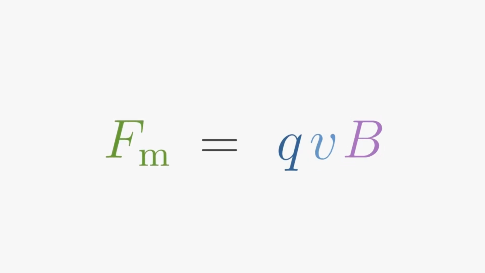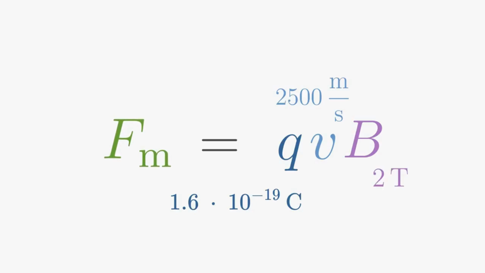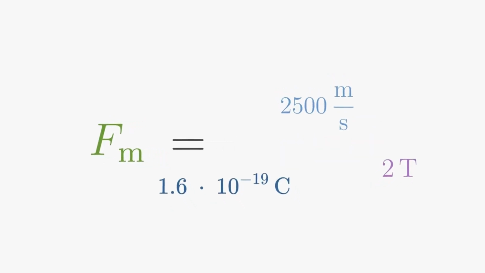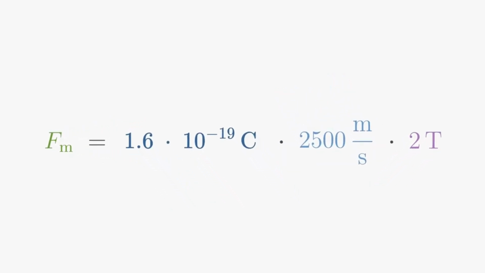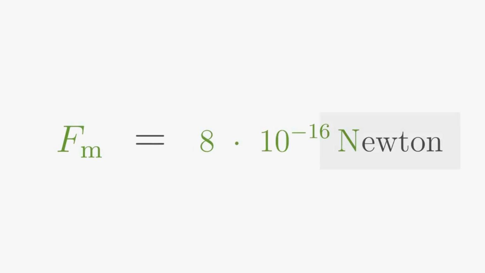If you know the charge Q, the velocity v, and the homogeneous magnetic field B, which is perpendicular to the direction of velocity, then you can calculate the value of the Lorentz force. By the way, the Lorentz force has the unit Newton.